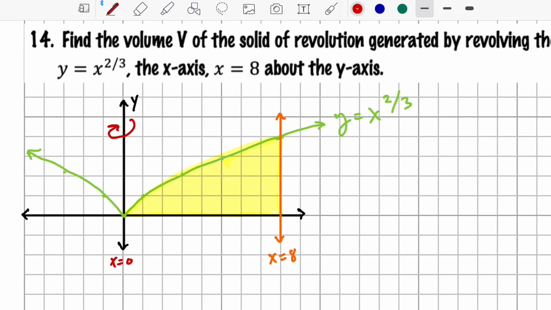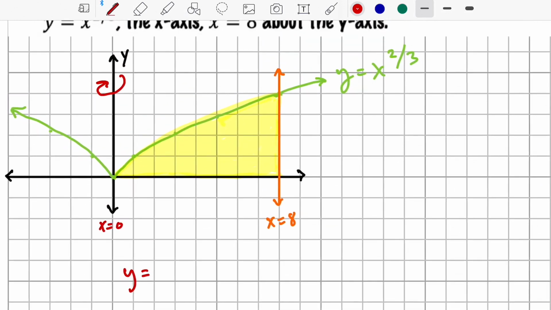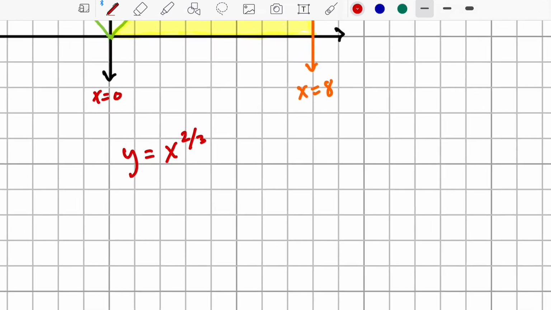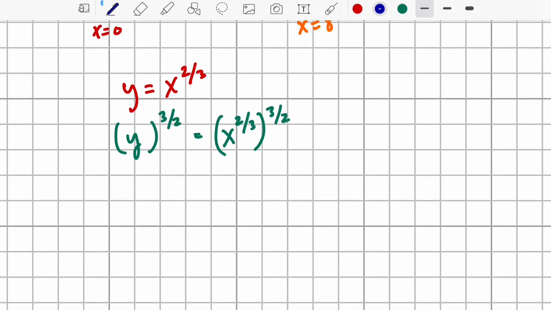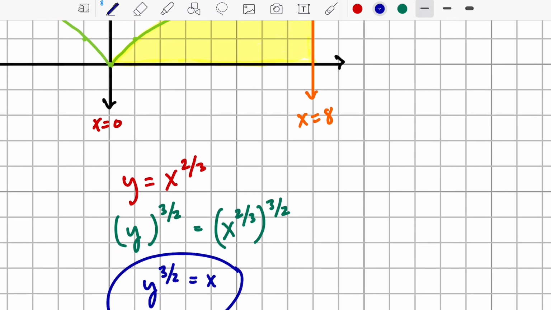So the first thing I need to do is rewrite the function in terms of x. So we have y equals x raised to 2/3 power, and to get rid of that exponent I'm going to raise both sides to the 3/2 power. So that's all you have to do. The exponent has to be the reciprocal. When you do that, you get y raised to 3/2 power equals x. There you go, we solved for x.